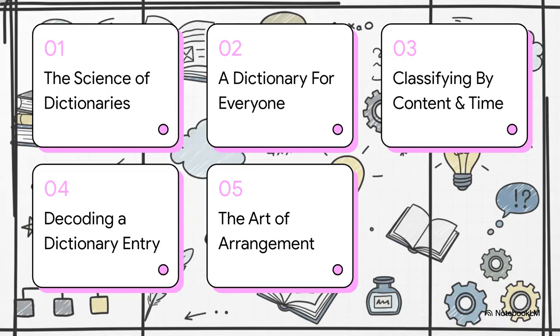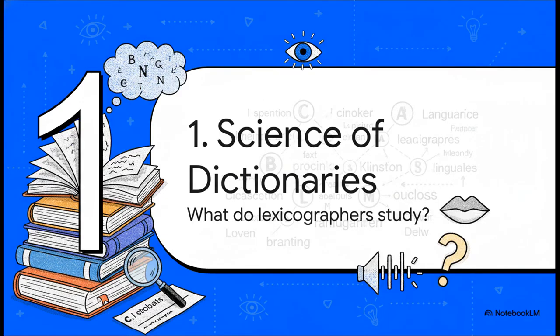So, here's our roadmap for today. We're going to start with the science itself. Then, we'll look at how dictionaries are built for different kinds of people. After that, we'll get into classifying them by their content and how they handle time. Then we'll zoom way in to decode a single dictionary entry. And finally, we'll talk about the art of arranging all those words. All right, let's kick things off with section 1, the science of dictionaries.